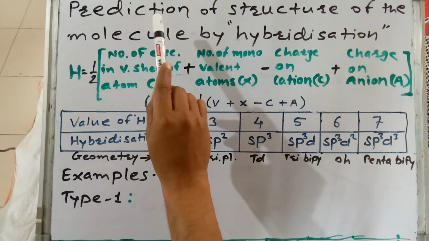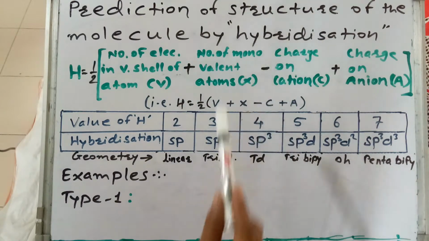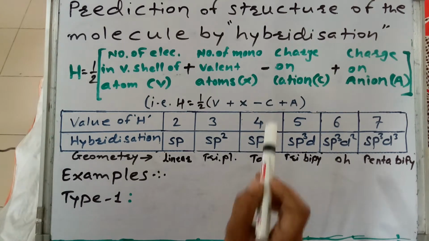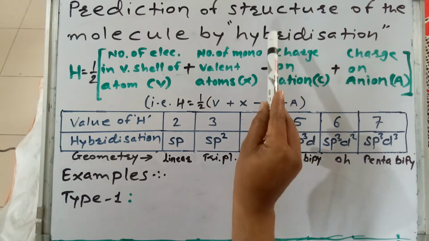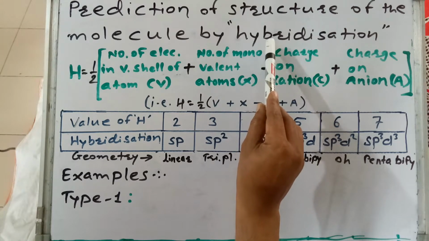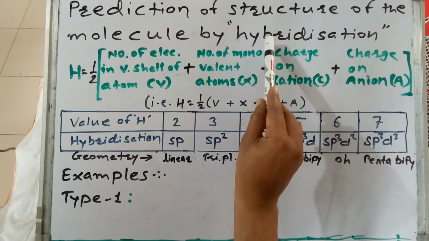In this video, we'll see the prediction of structures of the molecules by hybridization terms. Many students have a problem finding the hybridization. They are not able to find out the hybridization of the central atoms with the help of electronic concept, electronic configuration.